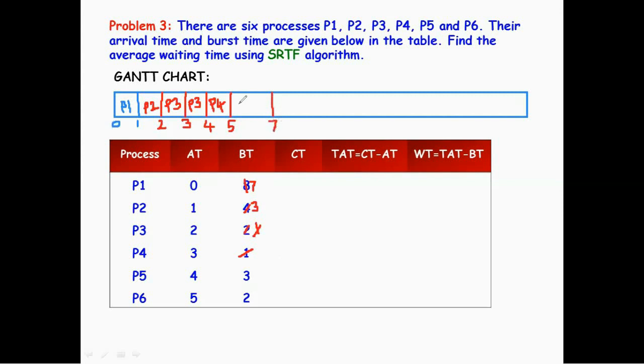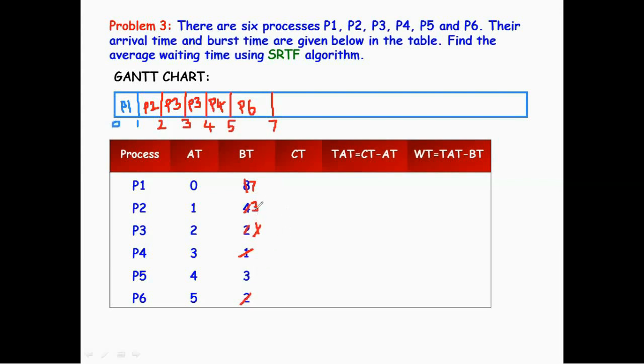P6 gets scheduled. Now the remaining processes are P1, P2 and P5. P2 and P5 have equal burst time. In this case, since P2 has arrived earlier, it will be scheduled. P2 will be scheduled.